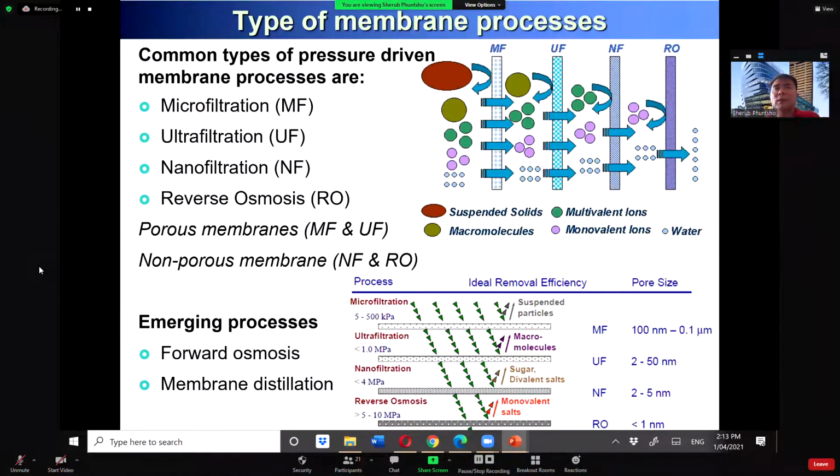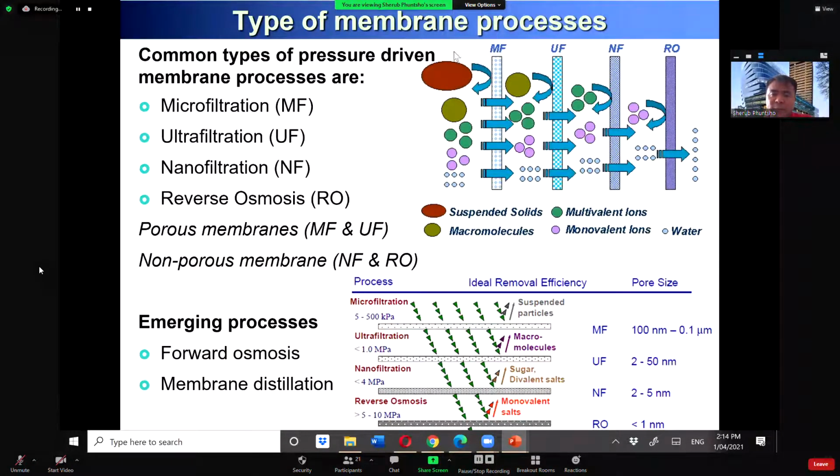Reverse osmosis is the one that is used for seawater desalination, to remove ions, because ions are even smaller than molecules. Right? A molecule is a combination of two or more chemicals, two or three different elements, whereas the ions can be just a single element. So it can remove to that extent. And reverse osmosis is what we use for desalination of seawater.